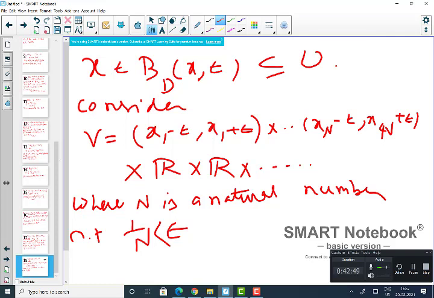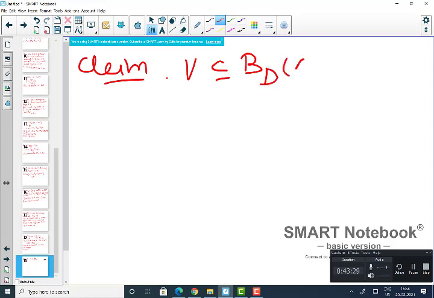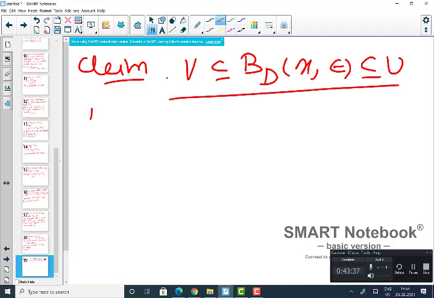Once you have this, I am claiming that V obviously contains x, right? So x is x_i, i belonging to the natural numbers, x1, x2, x3, and the way I defined it, it is clear that x belongs to V. Now, my claim is that this V is actually sitting inside B_D(x, epsilon), and hence it is inside U, right? Then I am done. To prove that V is sitting inside this, what do you need to prove? Let y belong to V; then I have to show that y is also inside this.